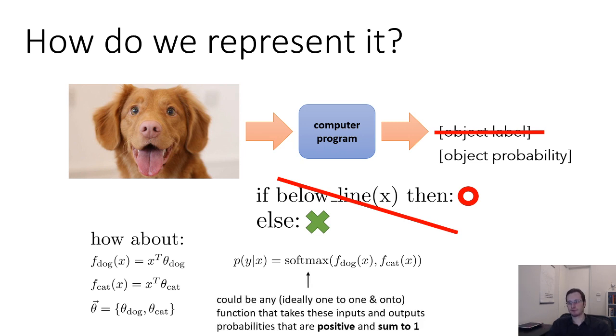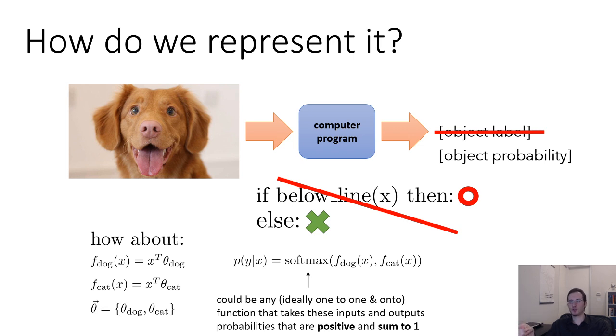Okay. Now, in principle, what I'm calling softmax here could really be any function. It would be nice if it's a one-to-one and onto function, but it could be any function that takes these inputs and outputs probabilities that are positive and sum to 1.